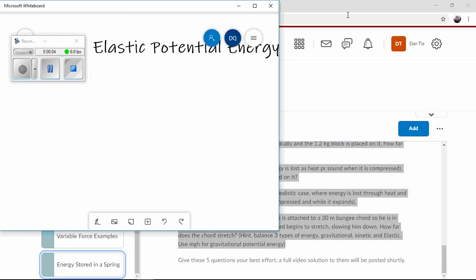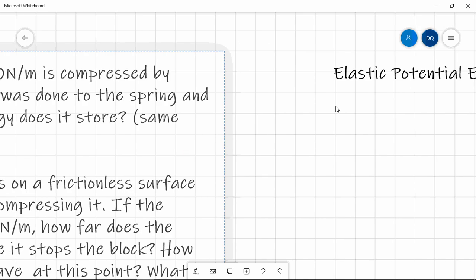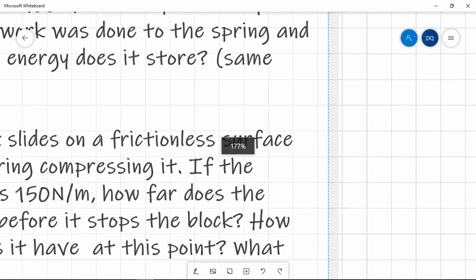Okay, elastic potential energy. So I would like to talk about elastic potential energy in general, and then I'd like to specifically show you how to solve the problems in your homework.